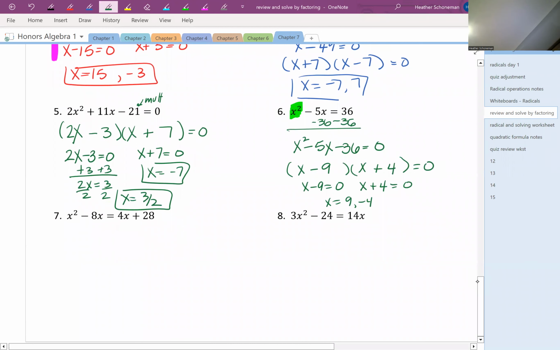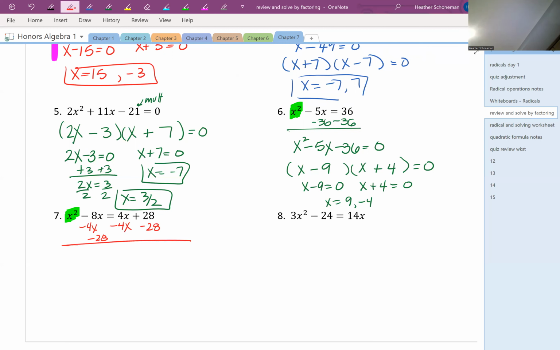Okay, let's try this again. Number 7, it's not set equal to 0. But when we do this, we want to keep the x squared positive. And since that x squared is positive where it is, we are not going to move it. So instead, I'm going to subtract the 4x and I'm going to subtract the 28. And I'm going to write my answer in descending order. So x squared, x, and then the number. So I have x squared, 8 minus 4 is negative 12x, and negative 28 equals 0.